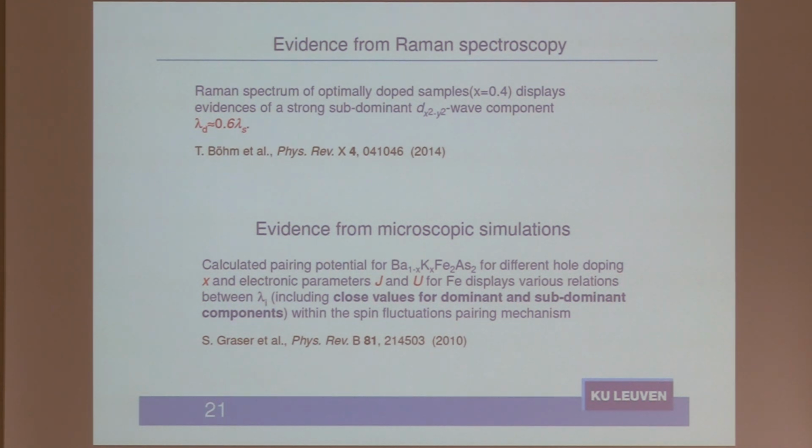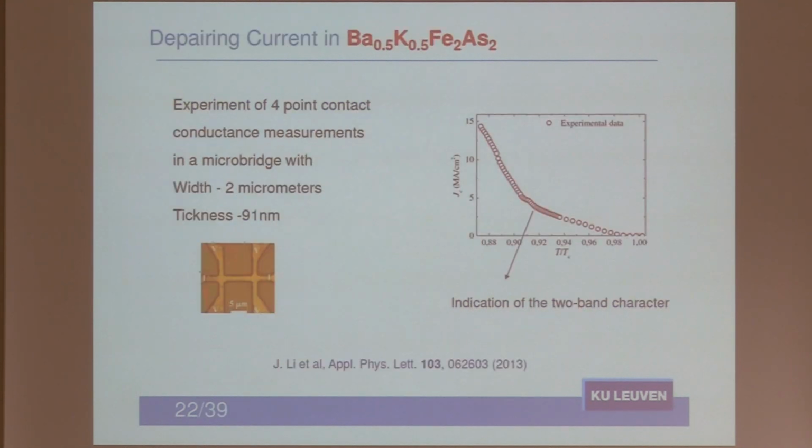So this is a kind of support. Another support comes from an earlier work which we did for these systems, not related to nematicity. It was a current dependence in this kind of system. And this is how it looks. You apply a current, and you see when the superconductivity disappears as a function of temperature. And it has such a kink.